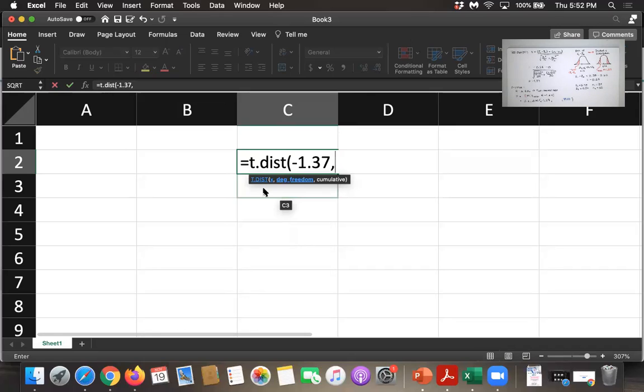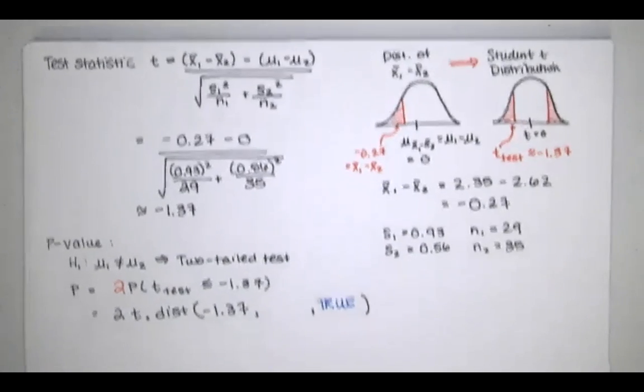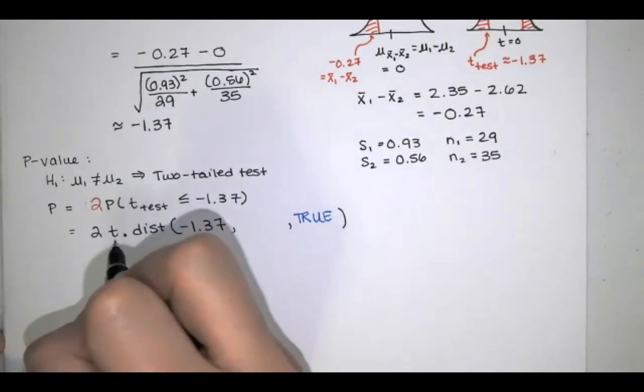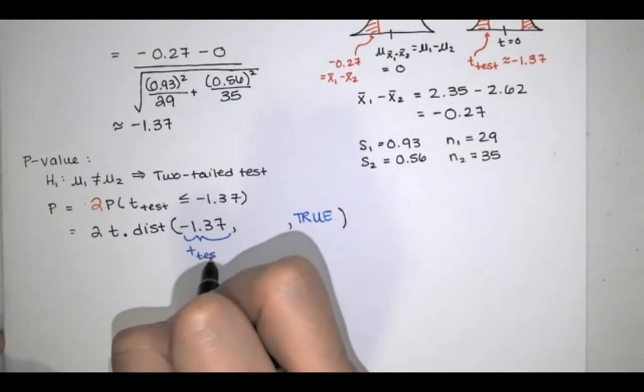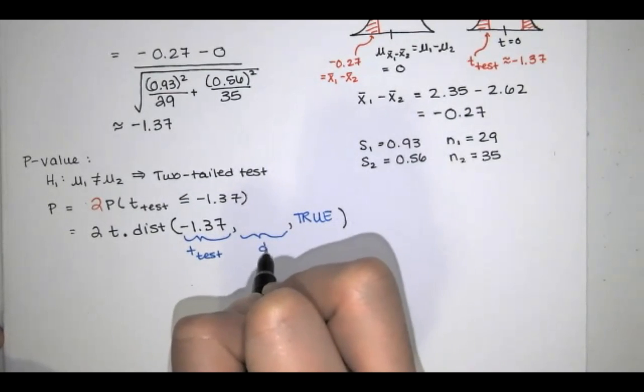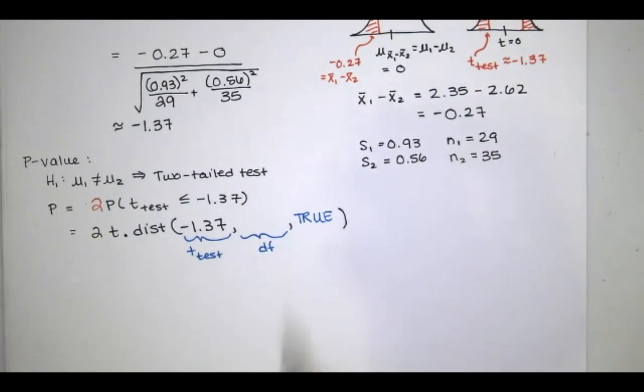Now the degrees of freedom can be handled a couple of different ways. In order to decide on our degrees of freedom, we need to decide whether we want to be conservative or more accurate. So this function is asking for our test statistic t, the degrees of freedom, and whether we want the area to the left or not. And we're going to say yes every time, so we're going to type in true.